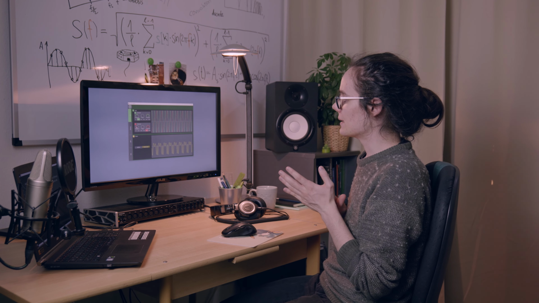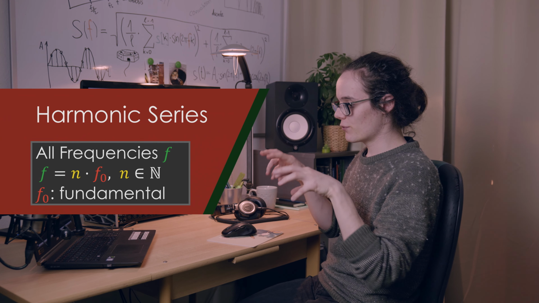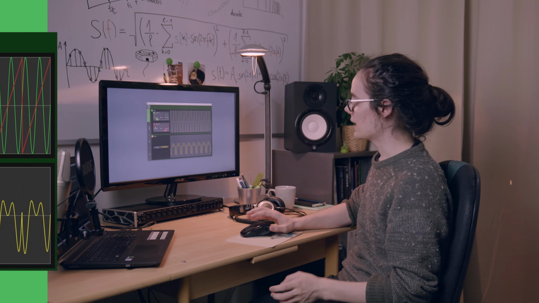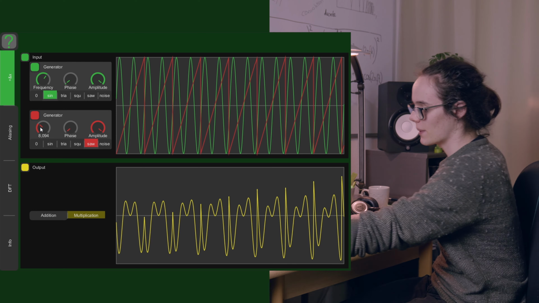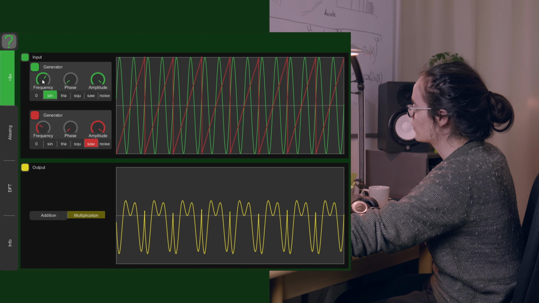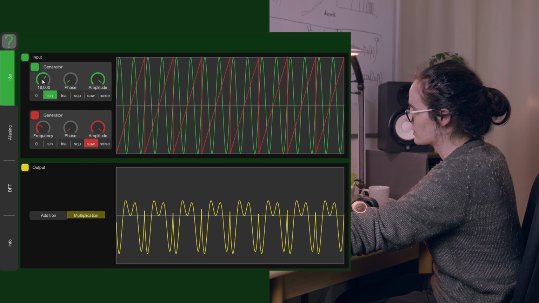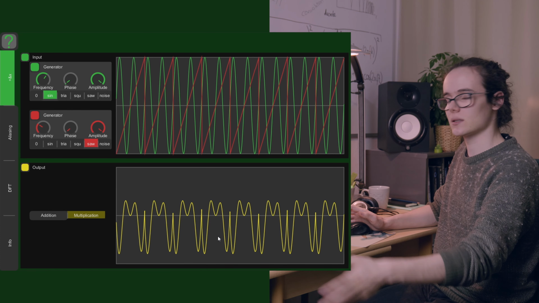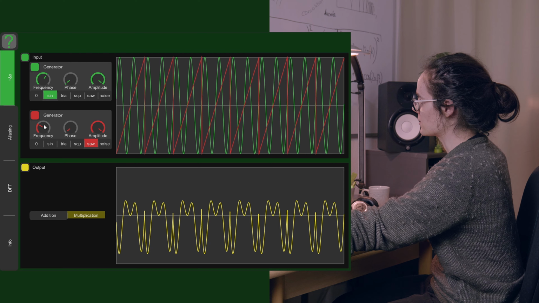If you know anything about saw waves, they basically consist of the harmonic series. The harmonic series is every frequency that is a natural multiple of the fundamental frequency. In this case, our fundamental frequency is 8. The frequency of our test frequency is 16, and we get an offset. Makes sense, because 16 is a natural multiple of 8.